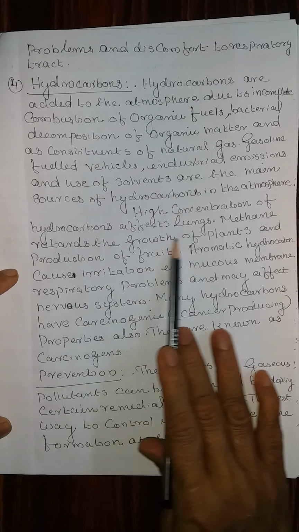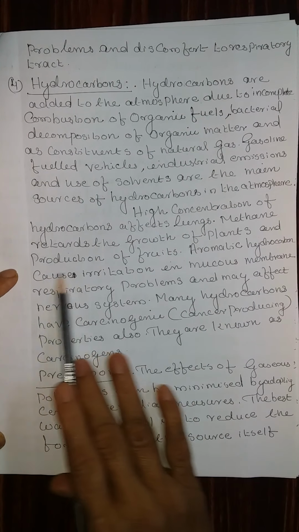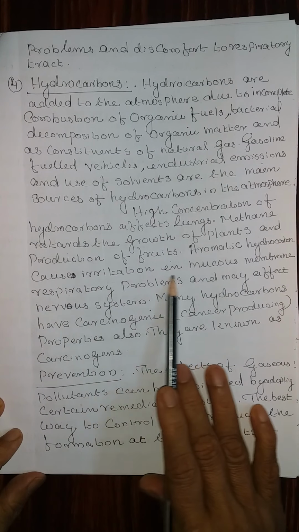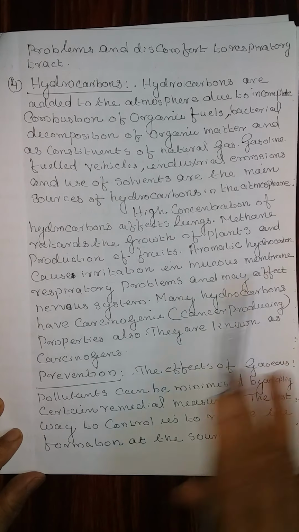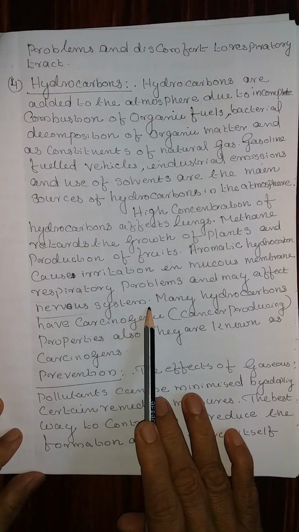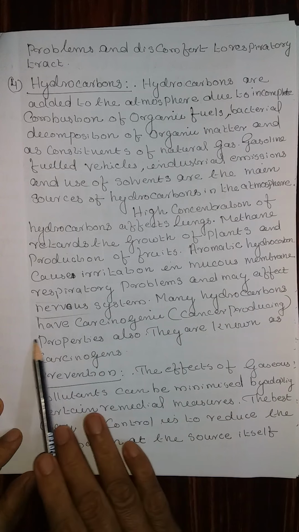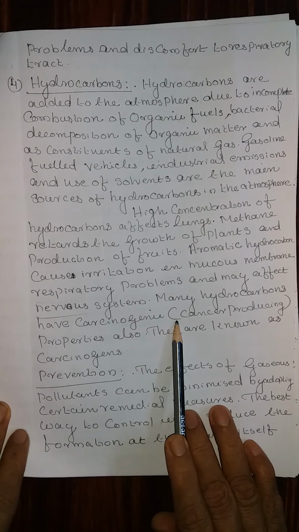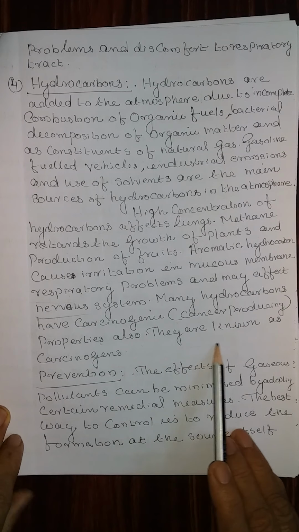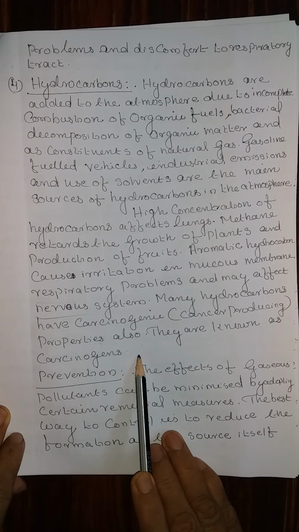Methane retards the growth of plants and production of fruits. Aromatic hydrocarbons cause irritation to the mucous membrane, respiratory problems, and may affect the nervous system. Many hydrocarbons have carcinogenic, that is cancer producing, properties also. They are known as carcinogens.